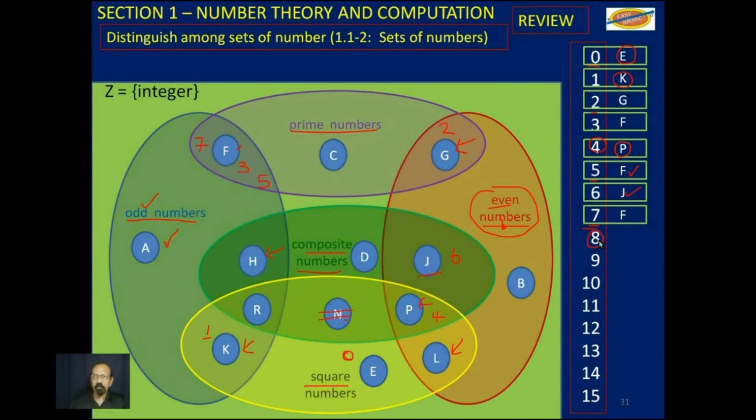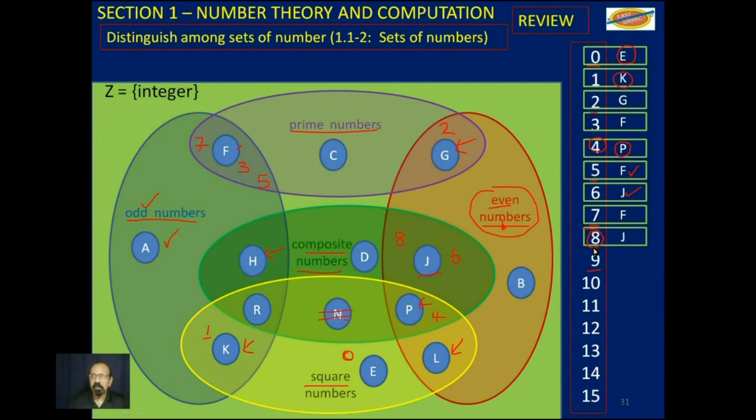Consider 8. 8 is even, so it will fit in this red oval on this side here. It is composite. It has more than 2 factors. It is not prime, and it is not square. So that 8 goes at this point here, J.